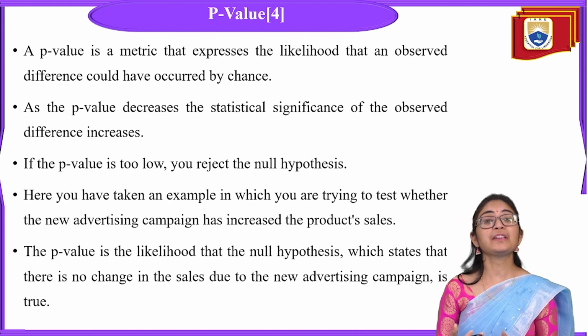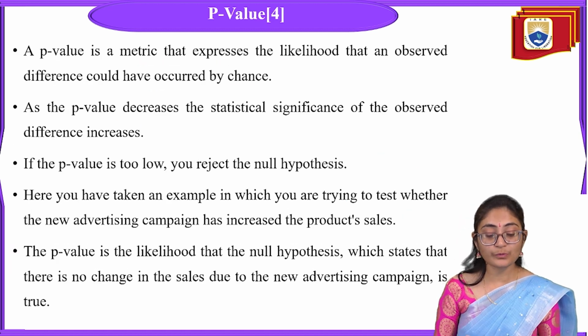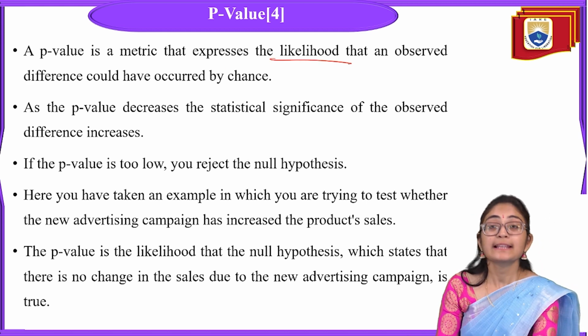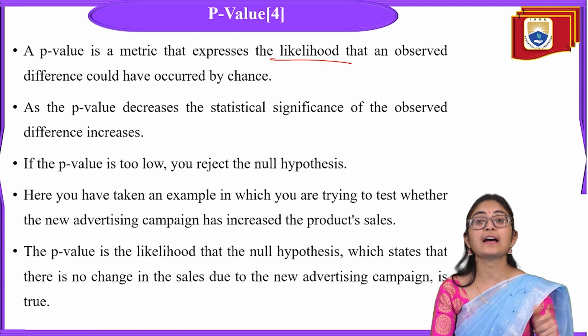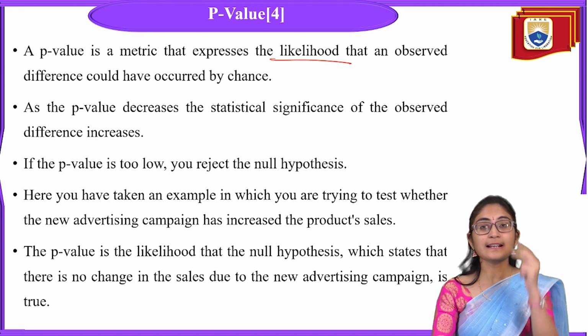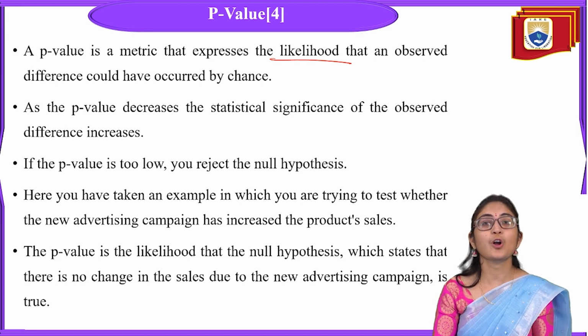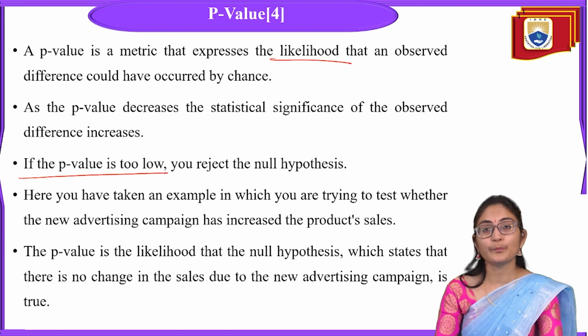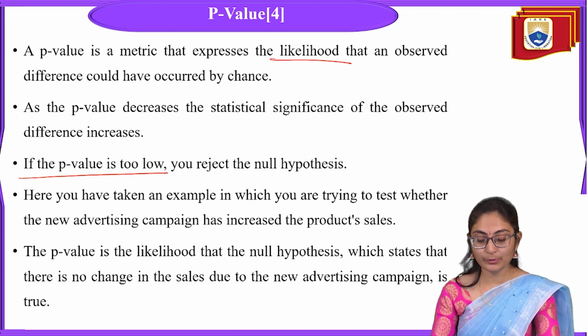Now we will see the p-value. What is a p-value? A p-value is a metric that expresses the likelihood that an observed difference could have occurred by chance. As the p-value decreases, the statistical significance of the observed difference increases. If the p-value is too low, you reject the null hypothesis.